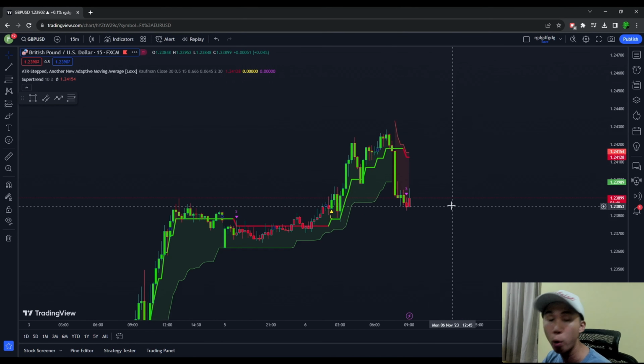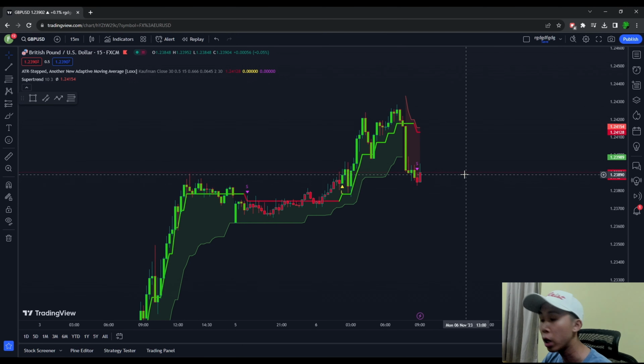Of course, it's always best not to rely on indicators, because I'm not an indicator trader myself. Indicators can just be an extra confirmation. The best is still using price action. So remember, always backtest this strategy and forward test it in a demo account before using your real money.